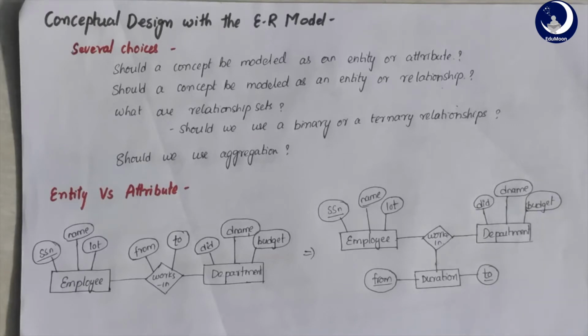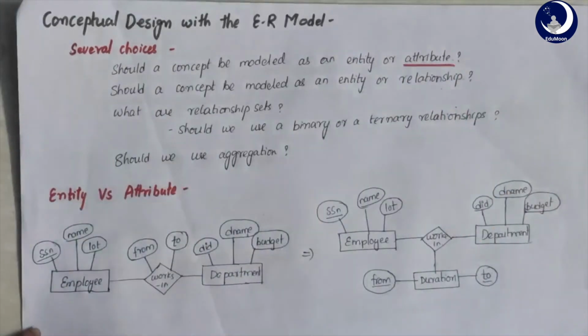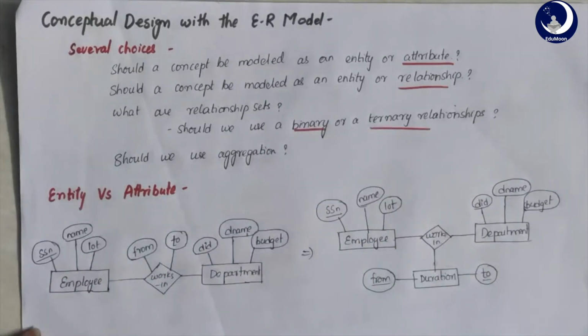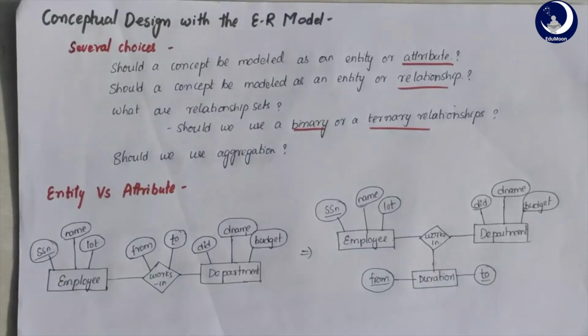The choices include: should a concept be modeled as an entity or an attribute? Should a concept be modeled as an entity or a relationship? What relationship sets should we apply in our database? And also, we should decide whether to use a binary or a ternary relationship. And finally, we should also decide whether to use aggregation or not. So, let's see each of these choices with an example for better understanding.